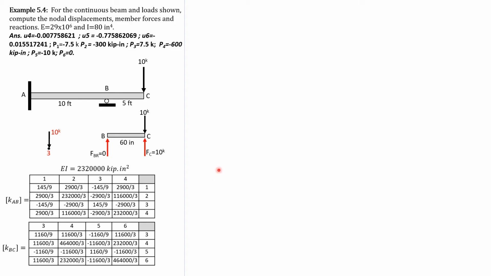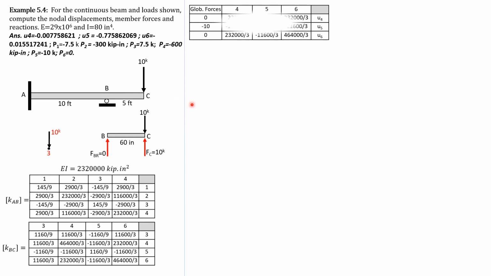So we are interested in U4, which is theta B, U5, which is delta C, and U6, so 4, 5, 6. The forces would be 0 for moment at B, then negative 10 at 3, which corresponds to U5. Then 0 for moment at 3. Then this is 4, 4. 4, 4 is 232,000 over 3. We have only 232,000 over 3 here, plus 464,000 over 3. So it will give us 232,000.